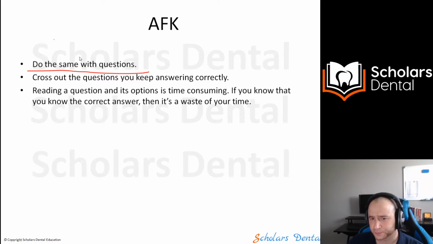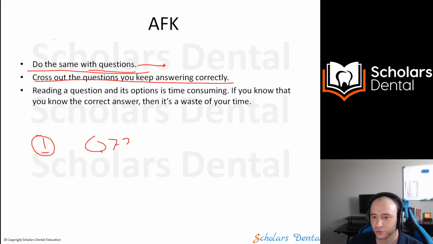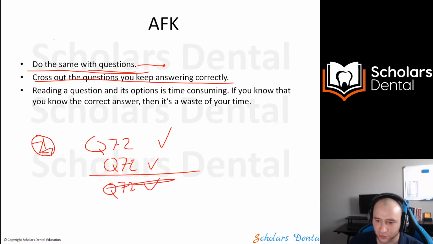Okay, so do the same with the questions. When you have the questions, if you answered a released question correctly many times, cross out the questions you keep answering correctly. So the first time, let's say question 72, you took it in class, you answered it correctly. Now you went back and you started to study again, and while you're studying on your own, you answered it correctly. Let's say you're reviewing it one day and you answered it correctly. Okay, that's it, cross it out.